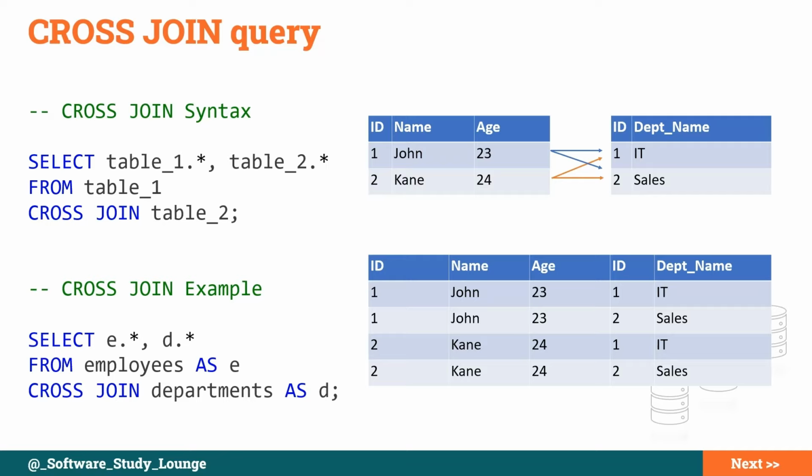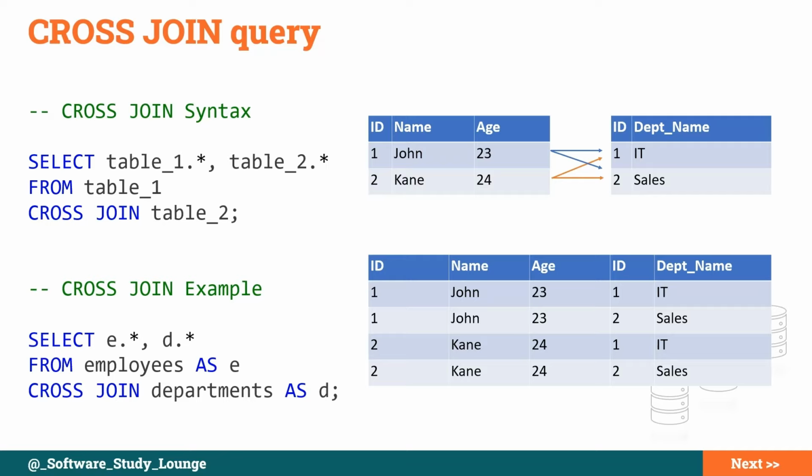John's record matches with the two records from the department table, and Kane's record matches with the two records from the department table. So in total it returns four records. If you look at the bottom table, it contains John with the IT department, John with the Sales department, Kane with the IT department, and Kane with the Sales department.